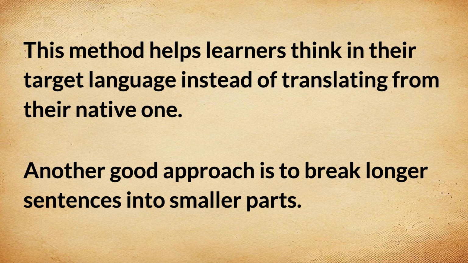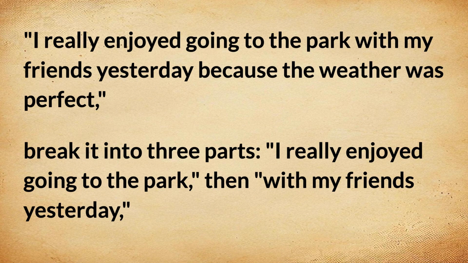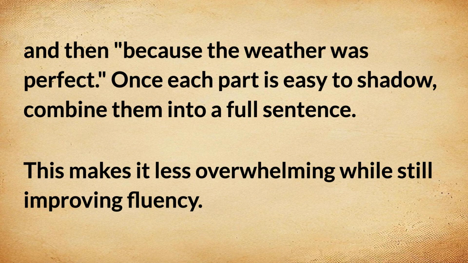Another good approach is to break longer sentences into smaller parts. If a sentence is too difficult to shadow all at once, divide it into chunks. For example, instead of trying to repeat, "I really enjoyed going to the park with my friends yesterday because the weather was perfect," break it into 3 parts. "I really enjoyed going to the park," then, "with my friends yesterday," and then, "because the weather was perfect." Once each part is easy to shadow, combine them into a full sentence. This makes it less overwhelming while still improving fluency.